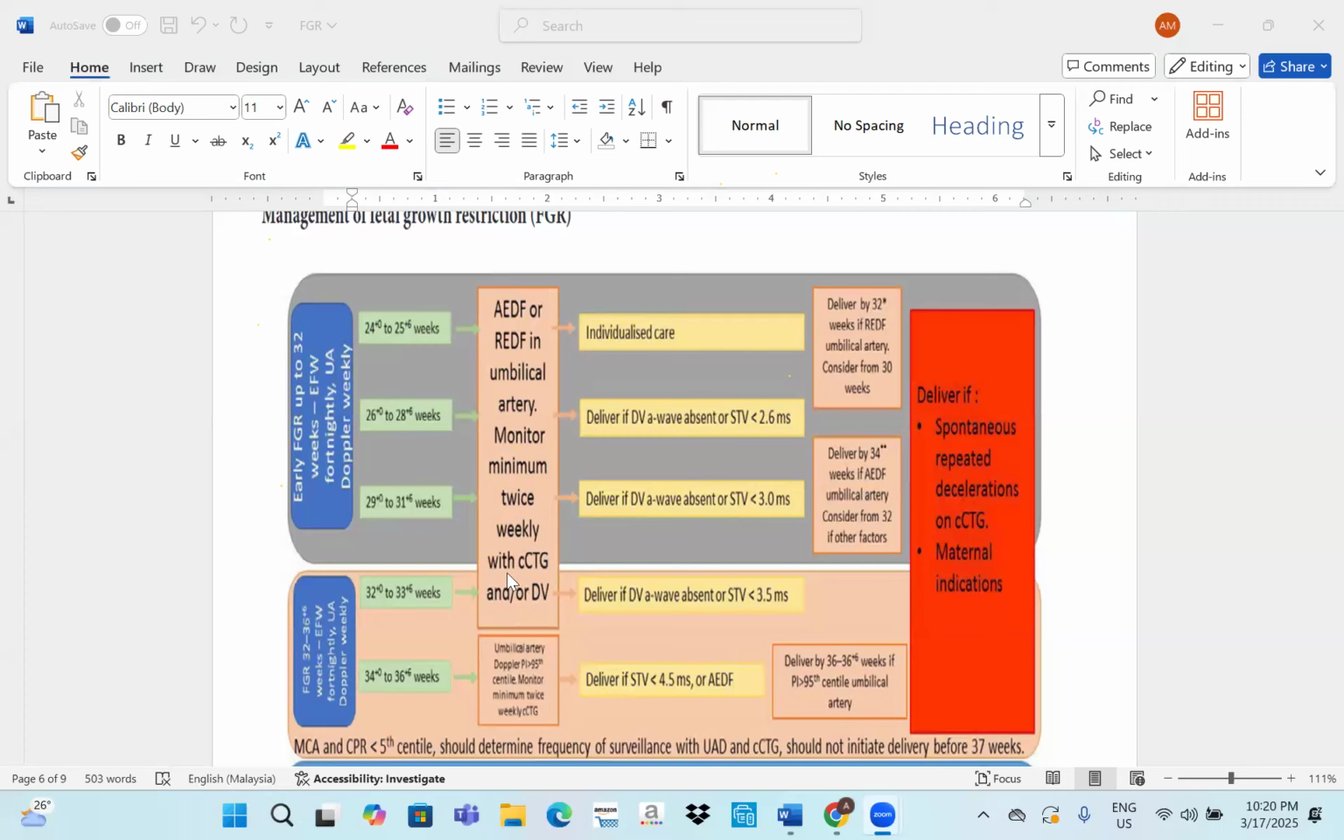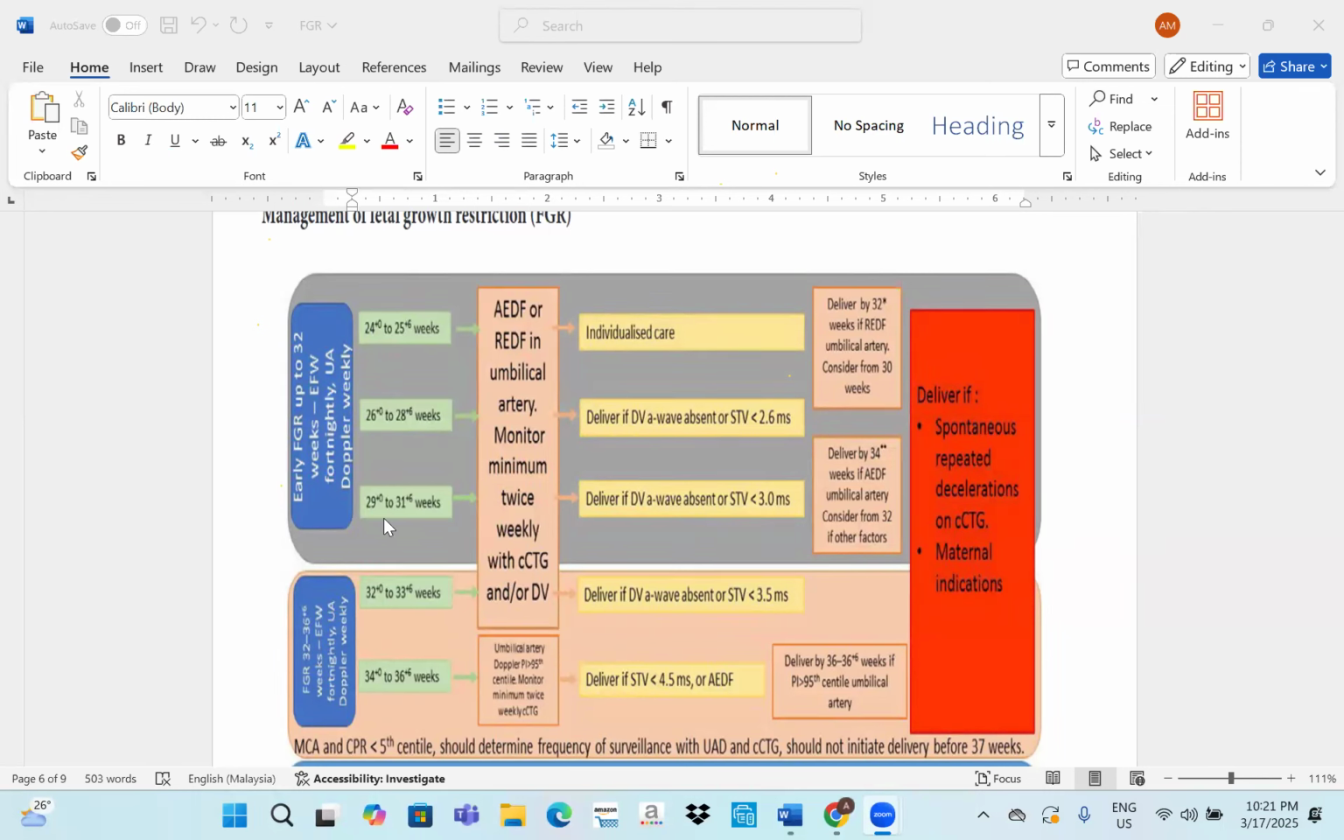Doppler. Now this ductus venosus Doppler is normal, computerized CTG is normal. But on the umbilical artery Doppler, there was a reduced end diastolic flow. Okay, there was reduced or absent, whichever it is. Now you see the patient is 28 plus 6 weeks, and her ductus venosus is normal. Her computerized CTG is normal. But the umbilical artery is showing reduced end diastolic flow.